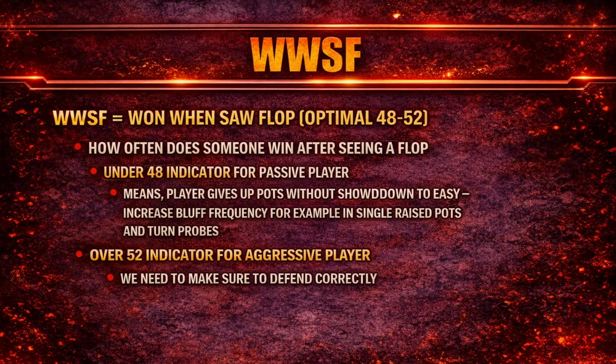The one man saw flop stat should be optimally between 48 to 52%. Everything under 48% is likely passive and we can increase our bluffing frequency. Everything over 52 is likely aggressive and we need to make sure to defend correctly.